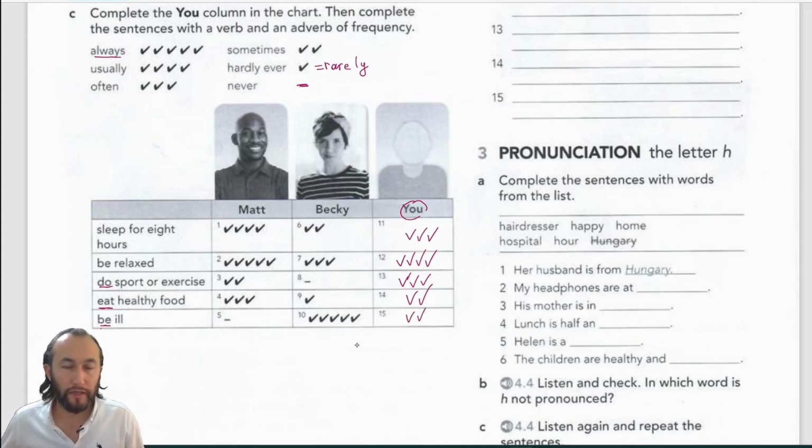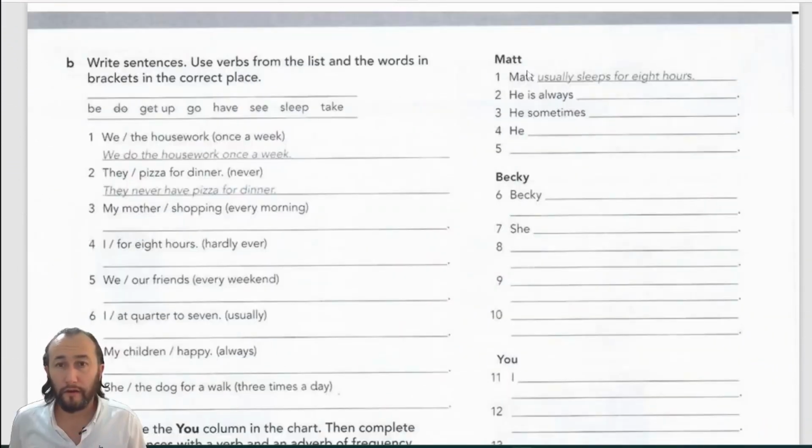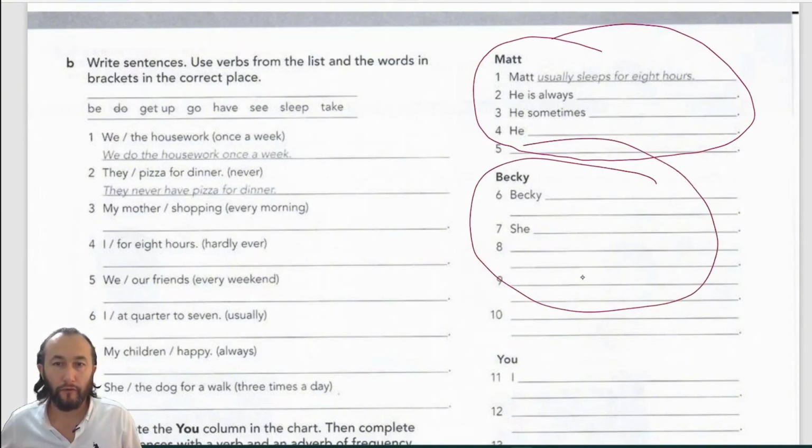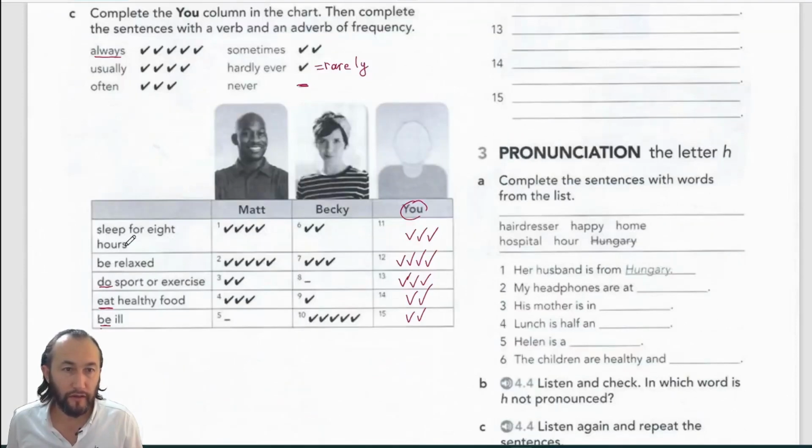So we've completed this column, and now if you go to the next exercise, they are asking to write for Matt, to write for Becky, as you can see here. And they're asking us to write for Becky and you as well, which is me. All right, we're gonna do that now. I'm just gonna write it down for you. So Matt, the first one is done. Matt usually sleeps for 8 hours.